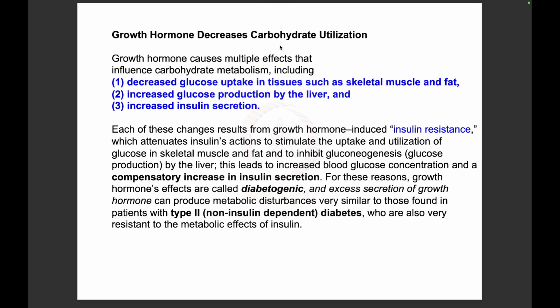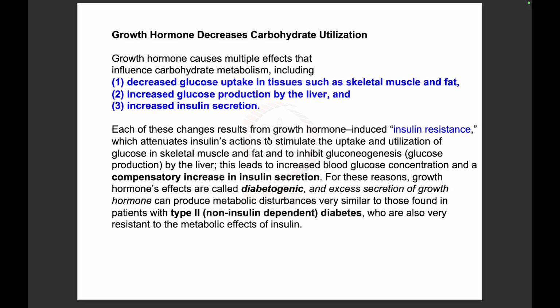Growth hormone decreases carbohydrate utilization. So we are saying that it increases fat utilization instead of carbohydrate as a source of energy. It increases protein synthesis and lowers protein degradation, and it also decreases carbohydrate utilization. It decreases glucose uptake in tissues such as skeletal muscle and fat, and also increases glucose production by the liver and increases insulin secretion.